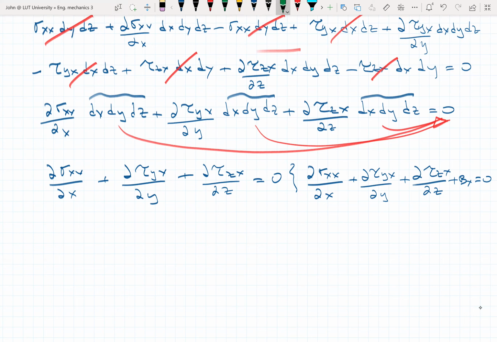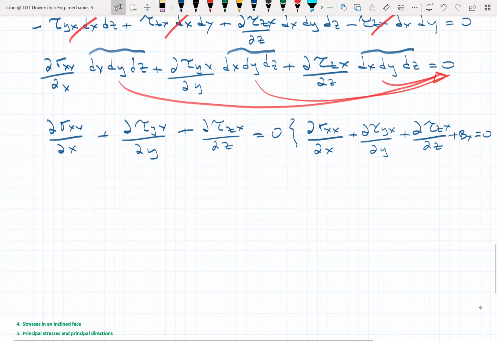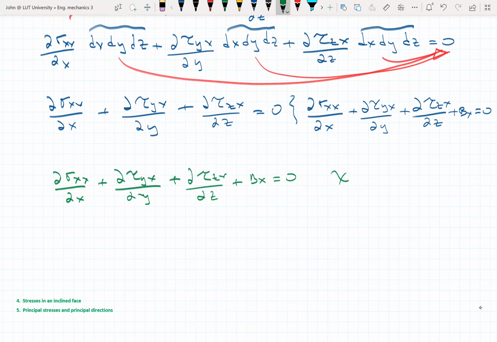We're going to end up with this series of what is called equations of equilibrium. And that's going to be, let's include the body force in this one. It's going to be this one here, plus, again, I don't know how many times I have written these equations, but to get used to it, dz plus body force in x equal to 0. This is in the x direction.